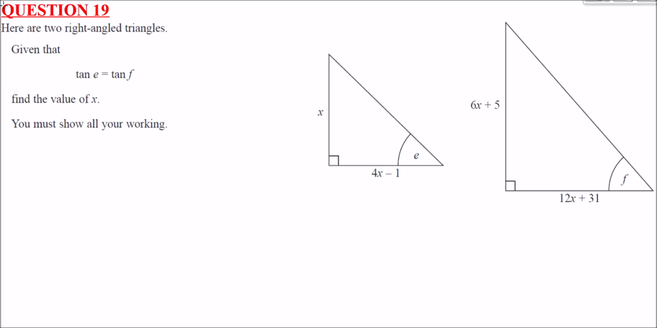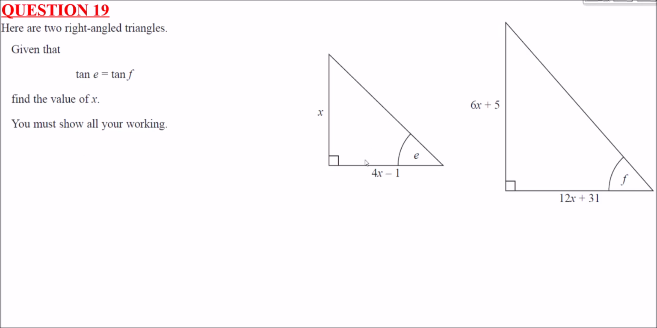Question 19 now. You've got 2 right-angled triangles, and we're told that the tan of E equals the tan of F. What we need to do here is work out the value of x, and we need to show all working. So it looks like a trigonometry question, and in a very loose way it is, but we're not really going to do much trig at all.